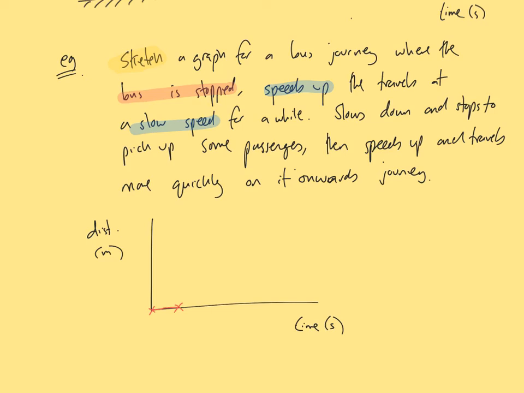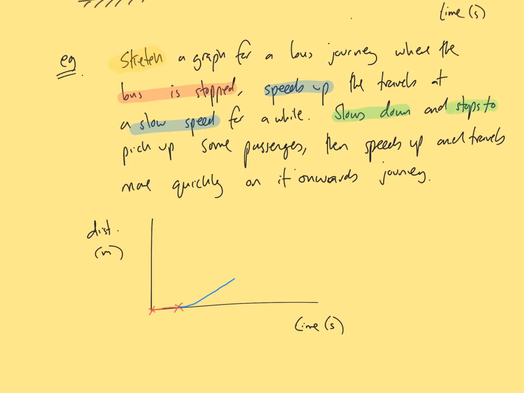It's a slow speed, so it's not going to be too steep. So curving and then a line that's not too steep. Does that for a while, that's fine. It then tells us that the bus slows down, so we need the curve to flatten out a bit, and then after it slows down it stops again, so we need another flat part.